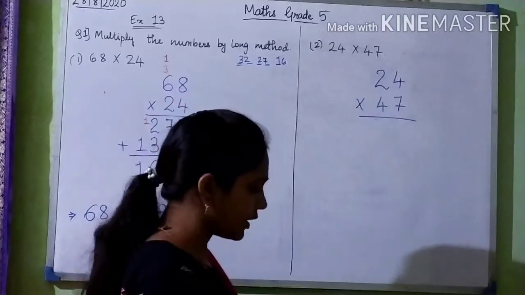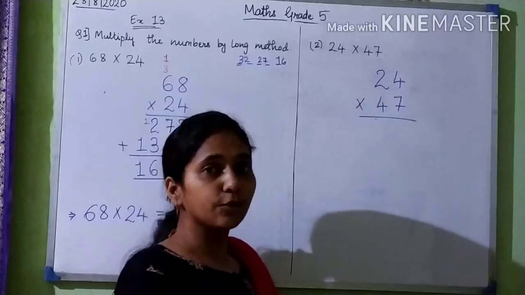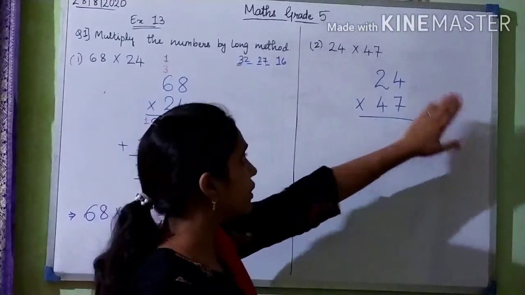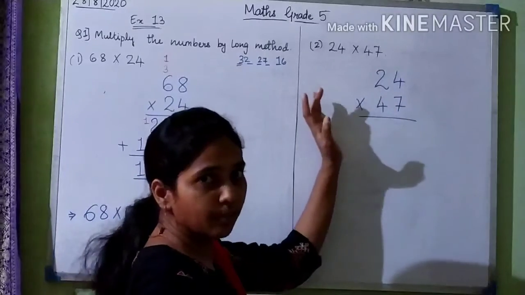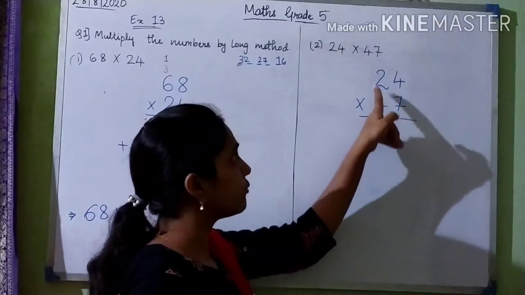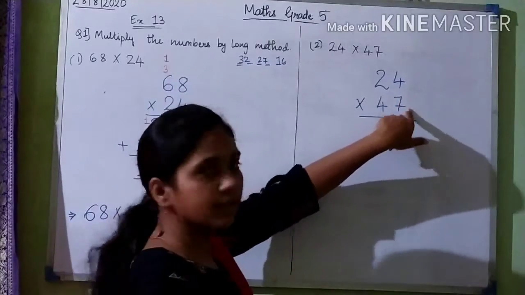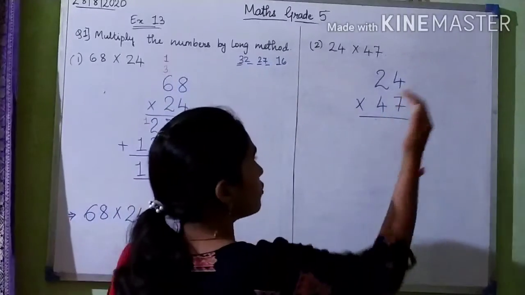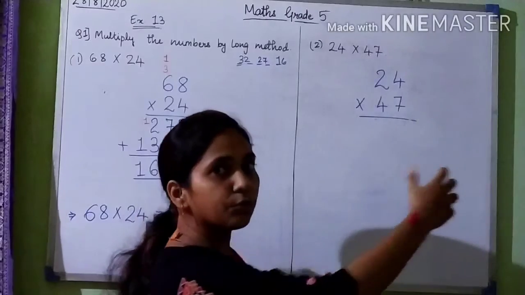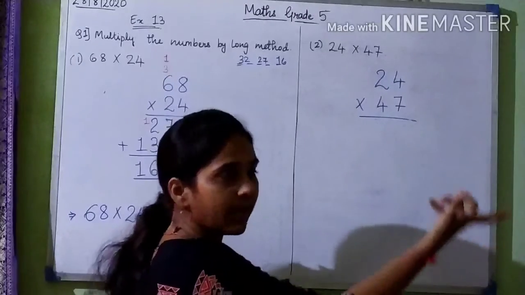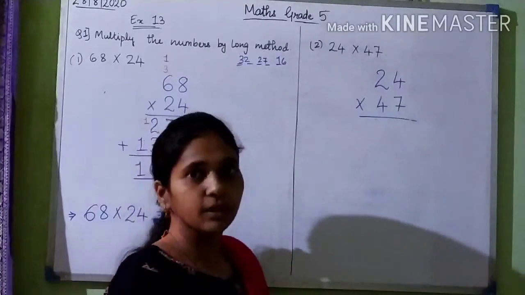Okay. So now here also we have to start from the right side only, from this side only. We cannot start from the first number. We cannot first multiply 4 by 2 and then 4 by 4. Okay. We have to start from 7. That means we have to start from extreme right. Like we do in addition also, we start from extreme right. Here also we have to start from extreme right side.